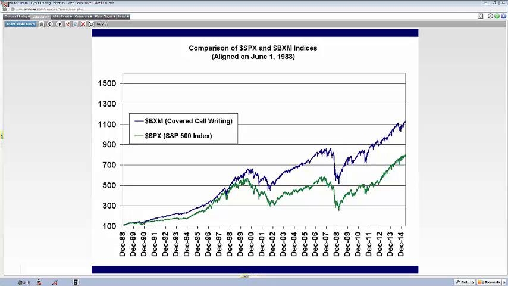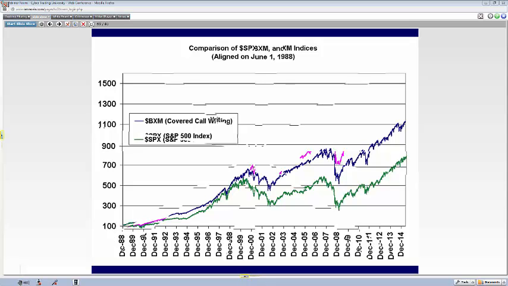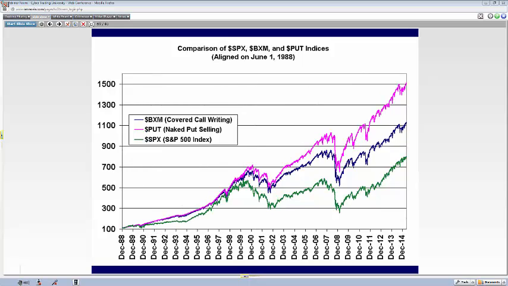And later on, the CBOE came out with a put writing index, naked put writing index, again on the S&P 500, and that's the pink line. So you can see that covered call writing outperforms stock ownership, and naked put writing outperforms covered call writing. Now, if you know that much about options, you might be saying to yourself, well, I thought they were equivalent, naked puts and covered calls.